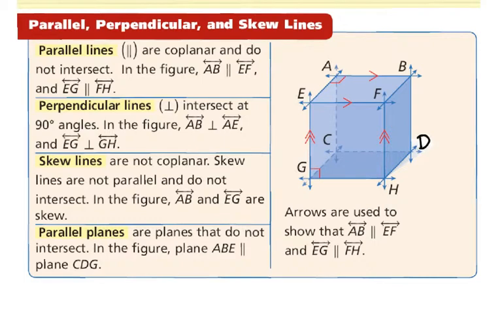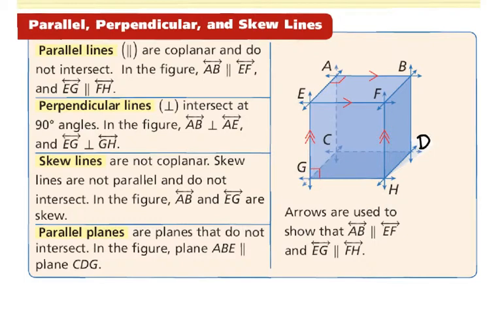Let's look at perpendicular lines. So perpendicular lines, same definition as we learned before. They are intersecting lines that intersect at a 90-degree angle. So in this figure, wherever you see a right angle symbol, like this right here or this down here, those are lines that intersect at a 90-degree angle. So you have AB and AE. Well, AB and AE, yes, those are perpendicular lines. And then EG and GH. Those are perpendicular lines because it says so.